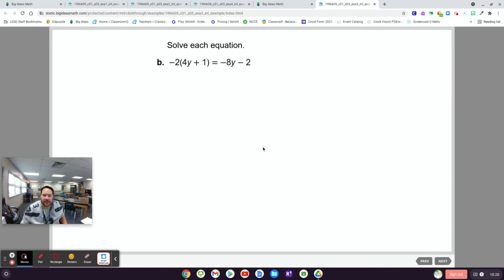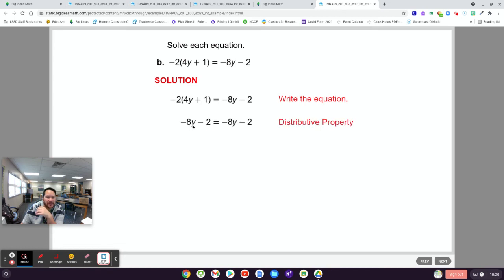Okay, so now let's go through this one. So try to work this one out on scratch paper and see what happens. All right, so here, again, distribute. Don't forget to distribute this minus 2 to this positive 1, making it negative 8y minus 2 here, and negative 8y minus 2 over here. Oh, look, those are the same expression on each side of the equation. Add 8y to each side, and you get negative 2 equals negative 2.